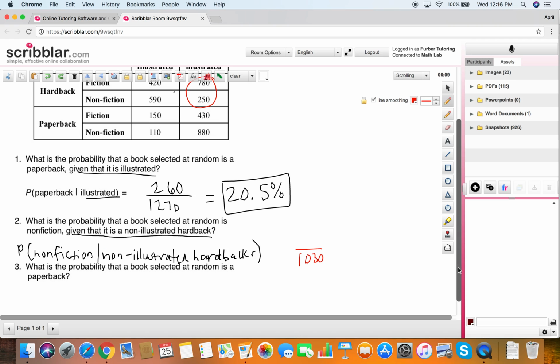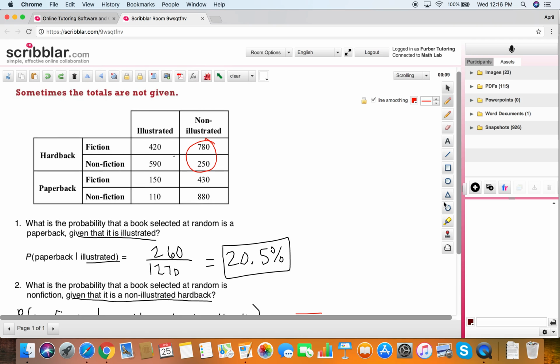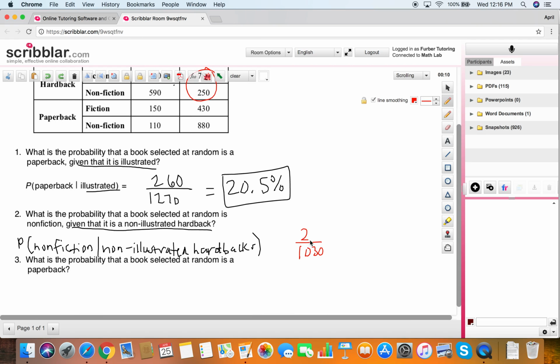And then I want to know the number of nonfiction in that category. So right here is the number of hardbacks total, okay, that are non-illustrated. And then the number that are nonfiction is the one that's the 250. So it's going to be the 250 out of the 1,030. So if I divide those, I'm going to get approximately 24.3% of the books that are non-illustrated hardbacks are nonfiction.